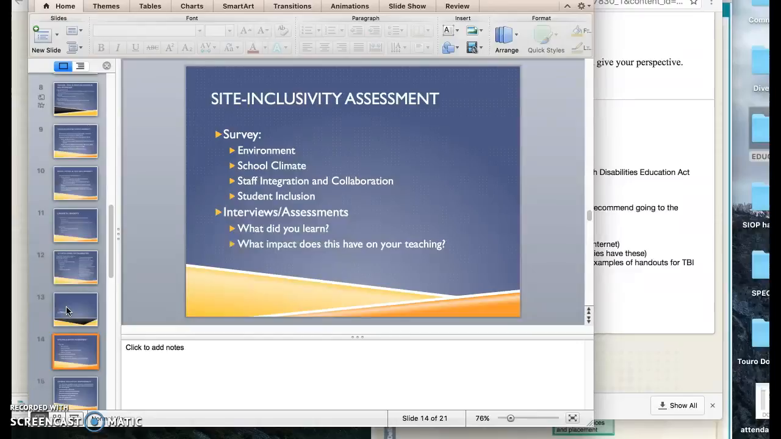And I think the more reflective that we can be about where we're working, the better we can serve all students. And we can collaborate more, we can increase the climate of respect and integrity within our schools.